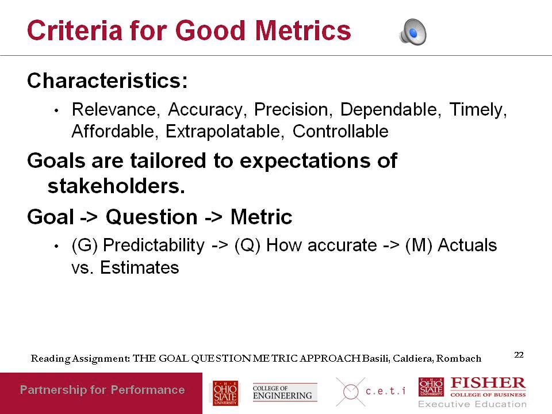So if the goal is predictability, then the question becomes, what is the variation between actual and estimate? And then that defines your metric, which is the difference between the actual value of something and the predicted value or estimated value of something.